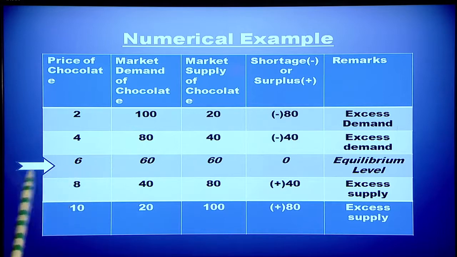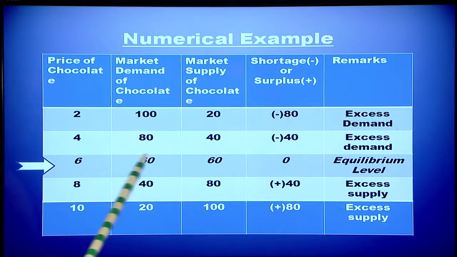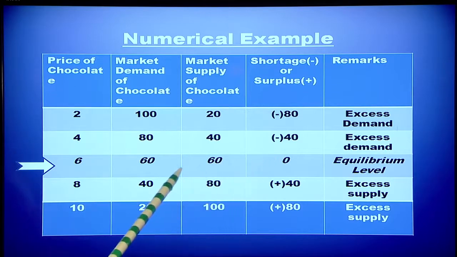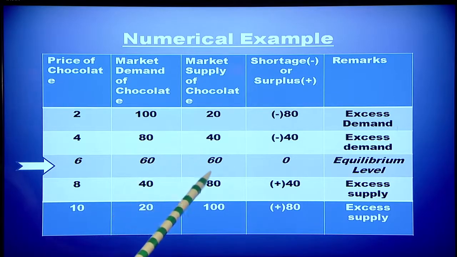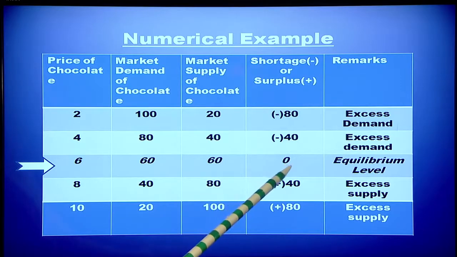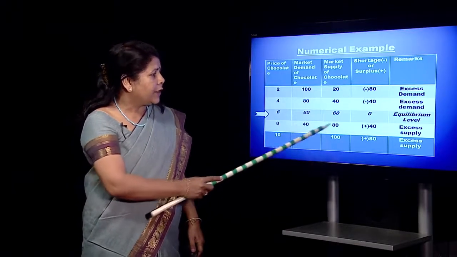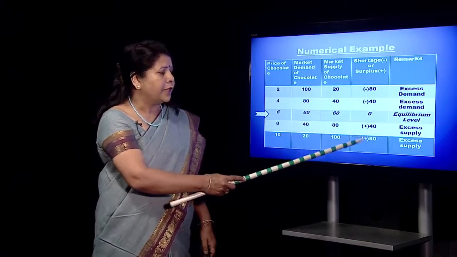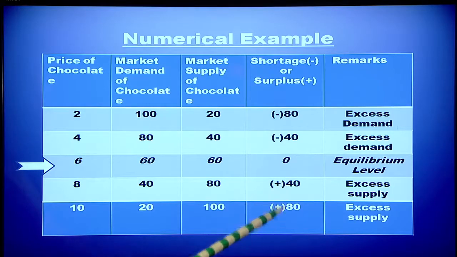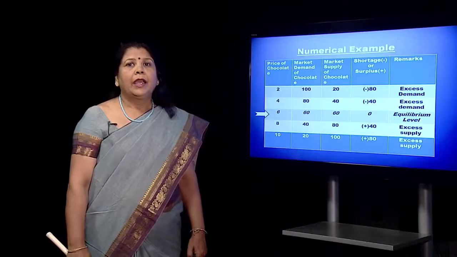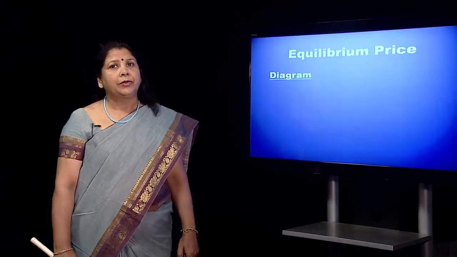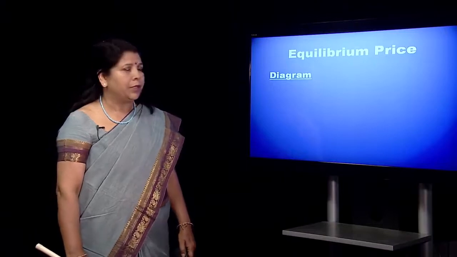At price ₹6, there is this special arrow showing that we have finally reached a price where quantity demanded equals quantity supplied. So, there is neither a surplus nor a shortage, and this is known as the equilibrium level. Beyond the equilibrium level of price, we can see there is excess supply of the commodity. Hence, the demand and supply schedule help us understand equilibrium price.